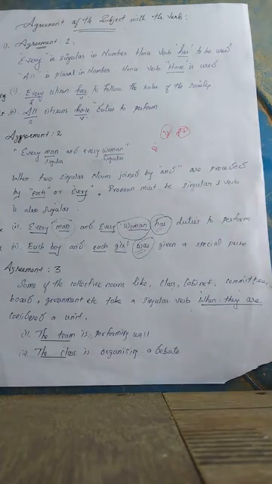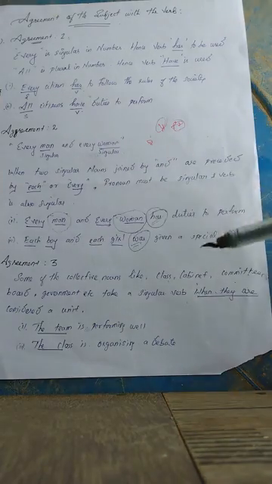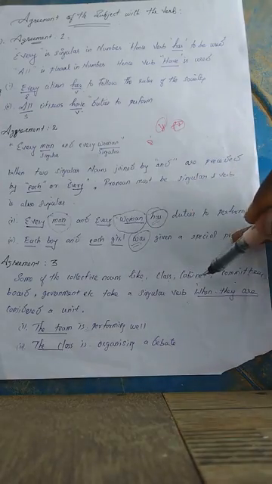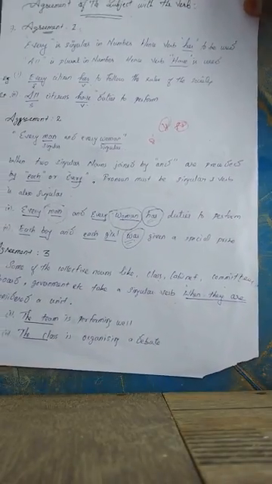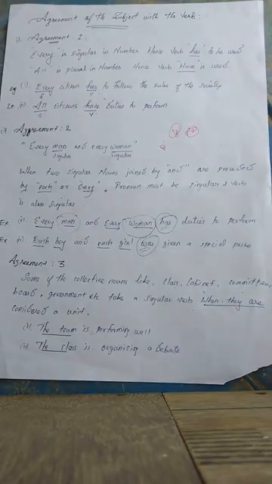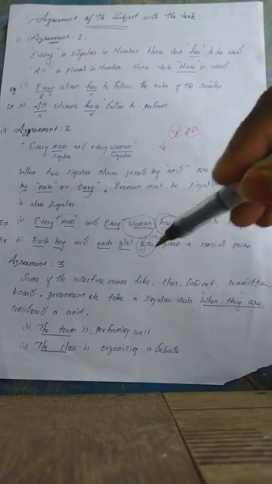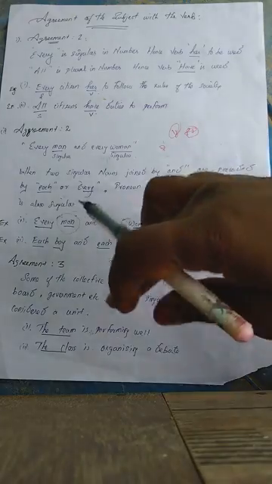So let us move on to the third agreement, right? What is the third agreement we have? Right. Agreement number 3. What does agreement number 3 stand for? Some of the collective nouns like class, cabinet, committee, board, government, etc. take a singular verb, right? When they are considered a single unit. See, my dears, here only the confusion arises. The confusion starts here only. The idea of the sentence or the idea of the unit, that is very important in this agreement.